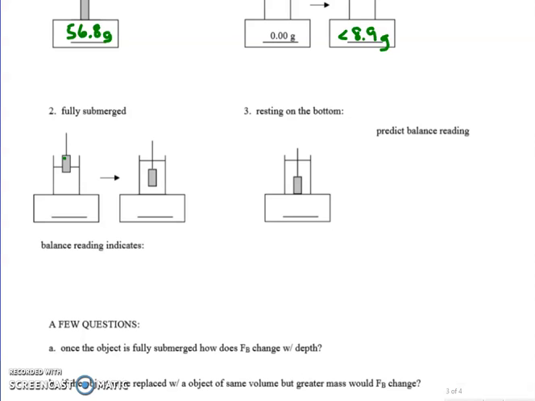Okay, what do we expect the reading to be? Well, this is going to be greater than 8.9. In fact, in this particular case, it is 8.9 grams. The point is it's going to be greater when it's fully submerged than when it's partially submerged. But that 8.9 is going to be important relative to this to ultimately find the density of the material.